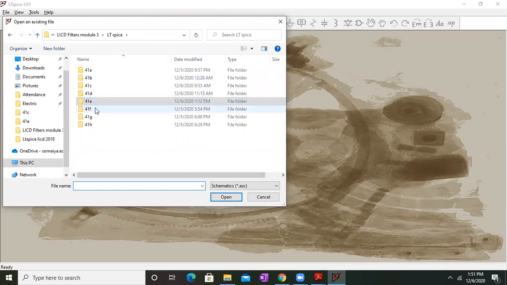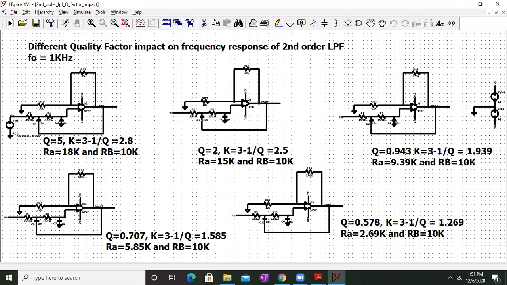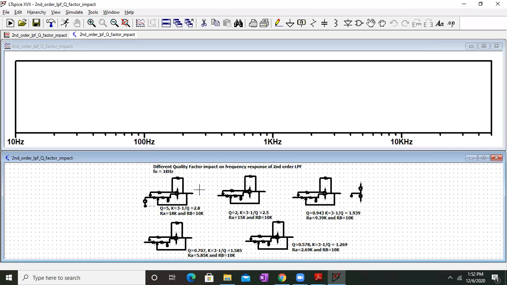So this is the impact of the quality factor on the low pass filter. We have used different varieties of filters. Here we have quality factors of 2, 0.941, then 0.707, which is the Butterworth response, and finally 0.579. So we have different quality factors. That means we have different values of K and different values of the damping ratio. So let us check the impact of the quality factor.